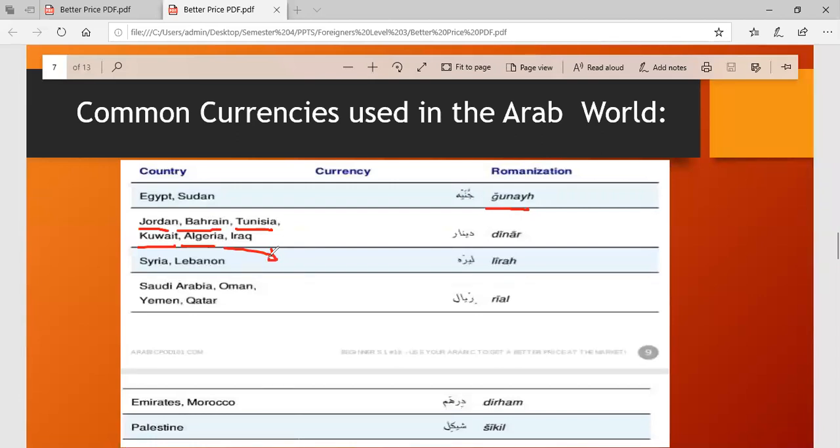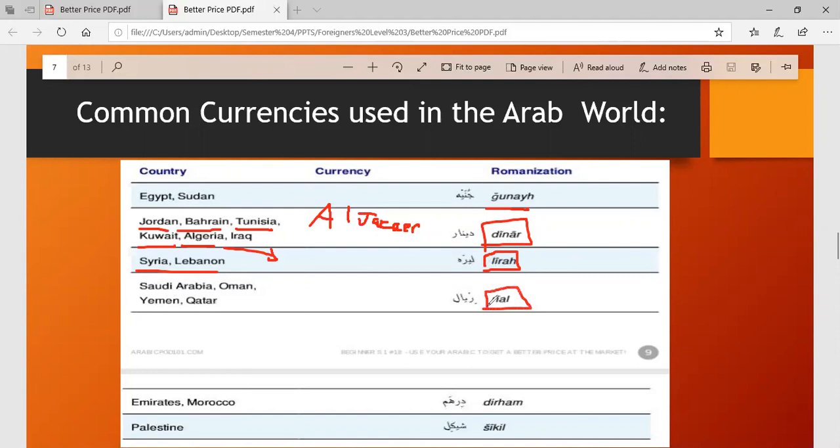Algiers. No, we took it before. What is Algeria? If Heidi knows, she can type it. What is Algeria? Al-Jazair. Al-Jazair, okay. Which currency do they use? Dinar. Syria and Lebanon, all of us know they use the lira. You know this. Saudi Arabia, Oman, Yemen, and Qatar, they use what? The riyal.